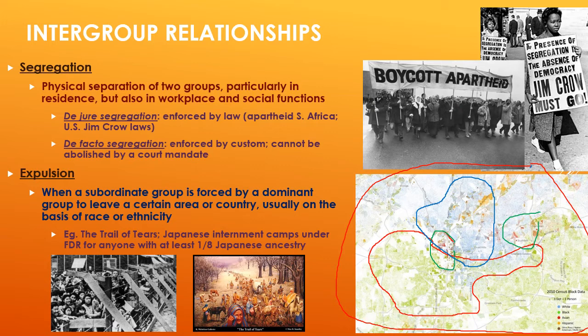And kind of this map of Atlanta from 2010 and where different racial categories tend to live kind of shows that de facto segregation is still quite alive and well.